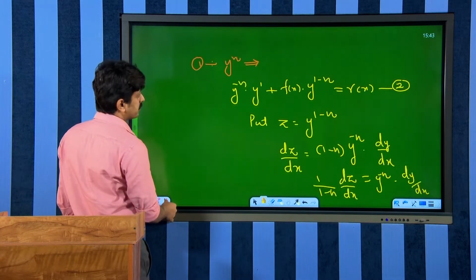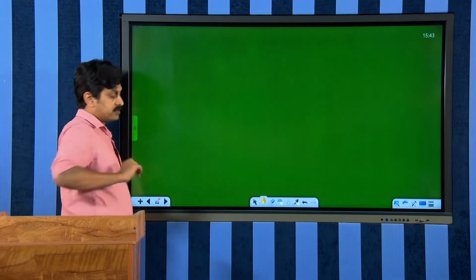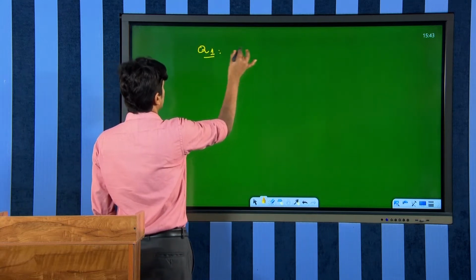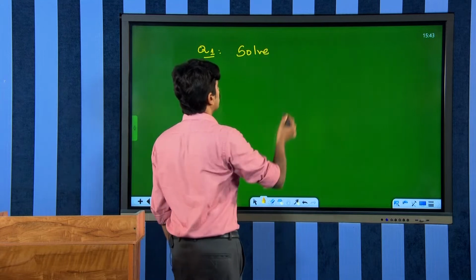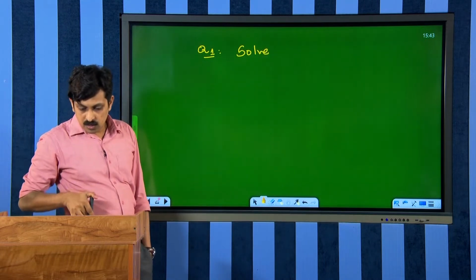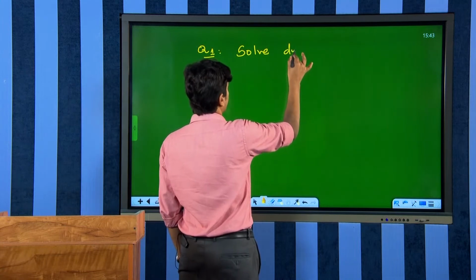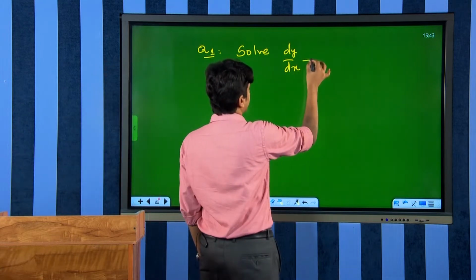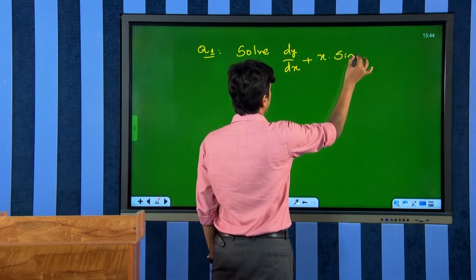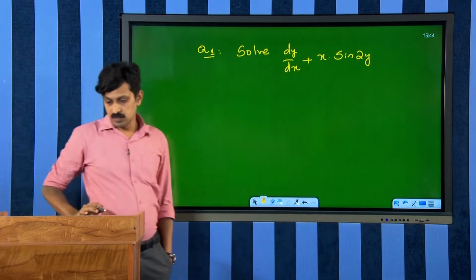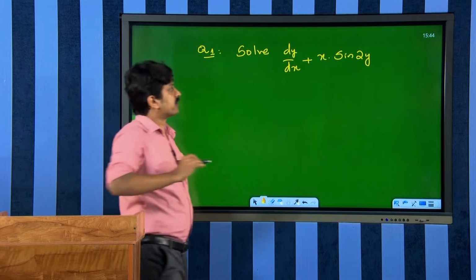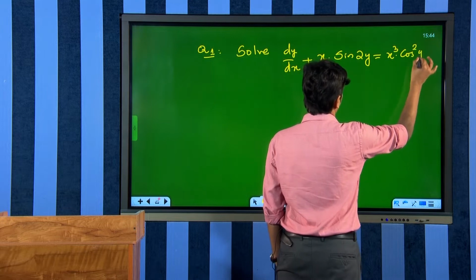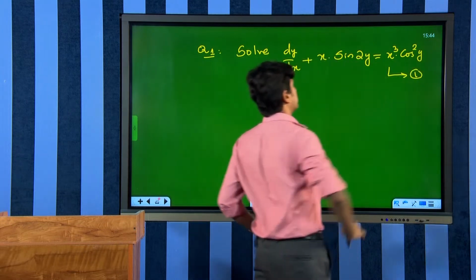See, we can move to a question, and in that question we can discuss. Solve the Bernoulli's equation dy by dx plus x sin 2y is equal to x cube cos square y. I just put it as equation number 1.